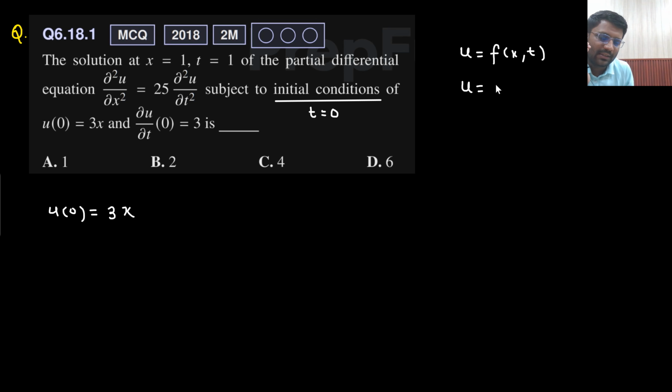So, u is a function of x comma t. What is the meaning of u of x comma 0? It means you keep x as it is, but in place of t you put 0. Then you will get 3x. This is what they are saying.